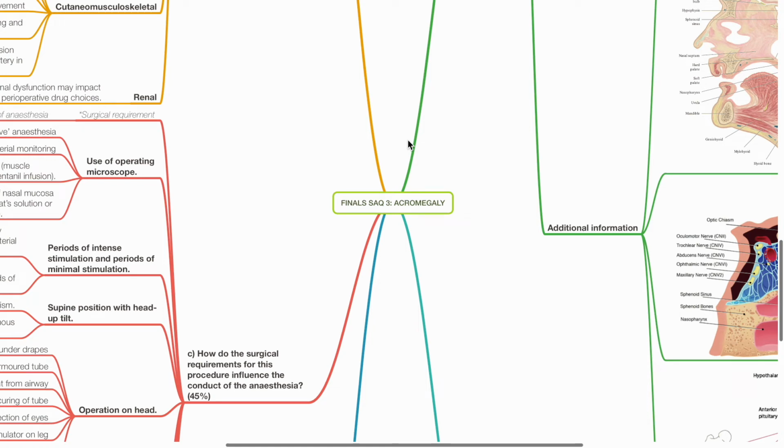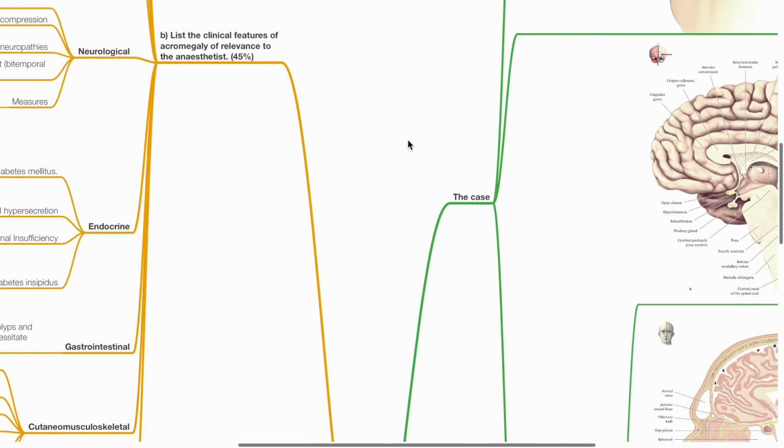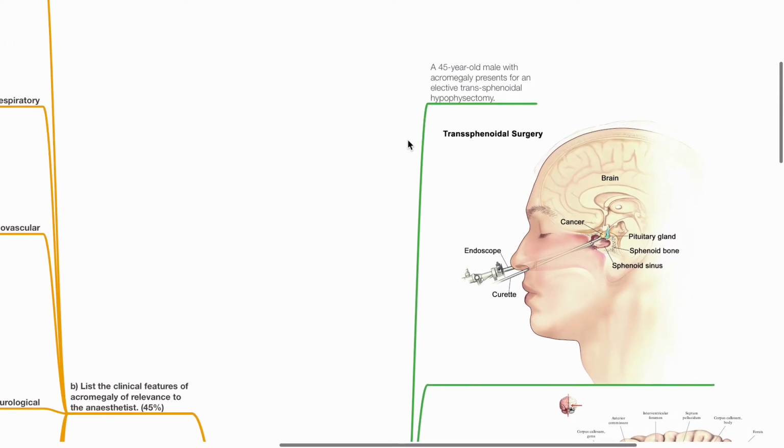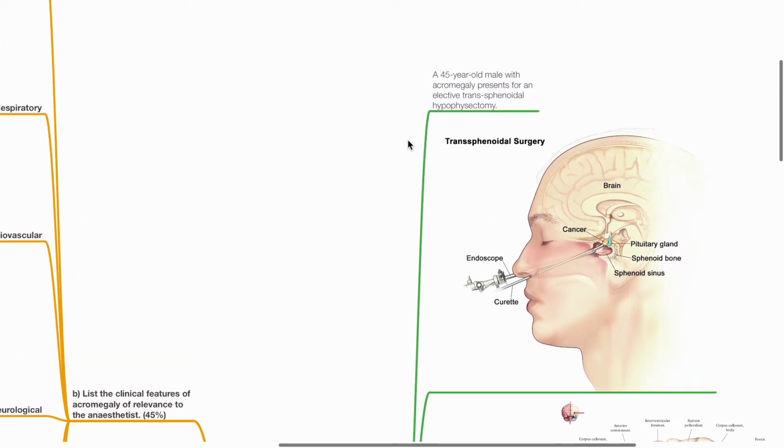Finals SAQ3 Acromegaly. The case. A 45-year-old male with acromegaly presents for an elective trans-sphenoidal hypophysectomy.